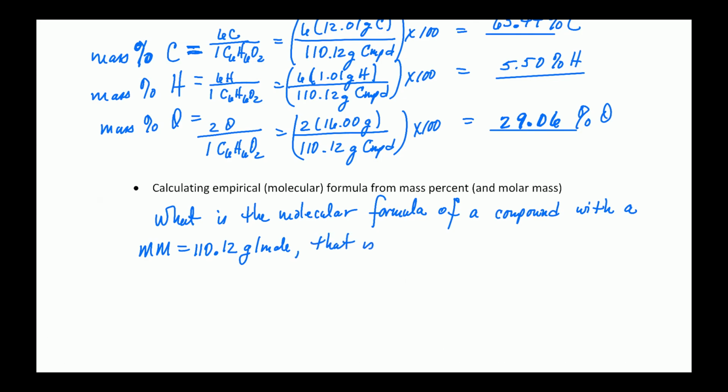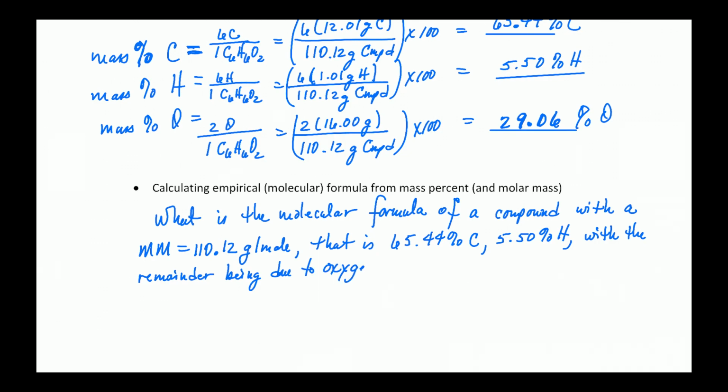This is where you would be given these percentages. 65.44% carbon, 5.50% hydrogen, and sometimes they'll give you the percent oxygen, and other times they'll be tricky, and they'll say with the remainder being due to oxygen. When it's tricky, don't let it be tricky.